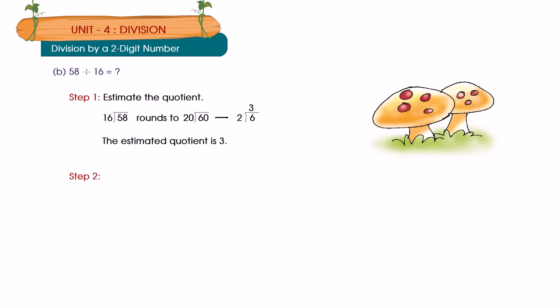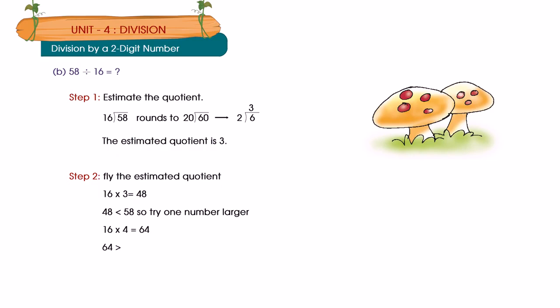Step 2. Try the estimated quotient. 16 into 3 is equal to 48. 48 is less than 58. So try one number larger. 16 into 4 is equal to 64. 64 is greater than 58. Take 3 as the actual quotient.